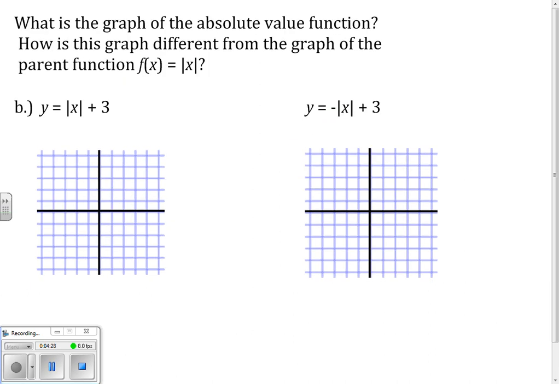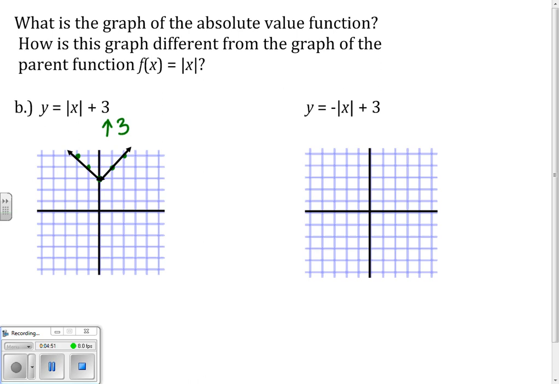In letter B, that plus 3 on the end moves our graph up 3. So I'm going to go up 3 and put my first point, my vertex. Nothing else has changed, so from there I'm going to go up 1 over 1 on one side, go back to the vertex, go up 1 over 1 on the other side, and draw in the V. This one's a little tinier because it started up higher and I ran out of graph, but it is still the same thing.